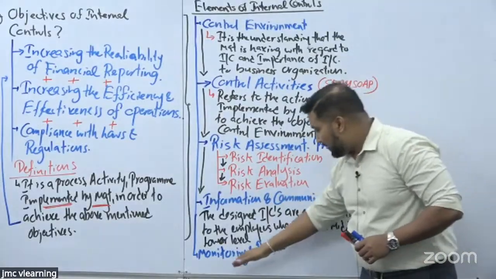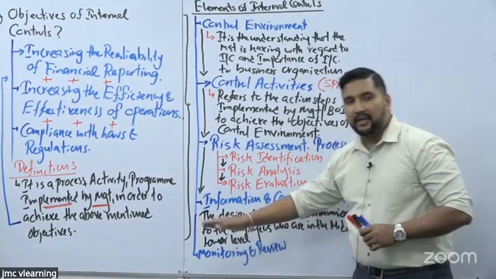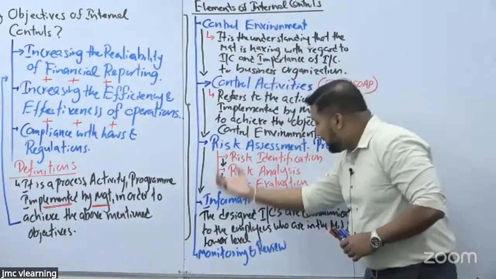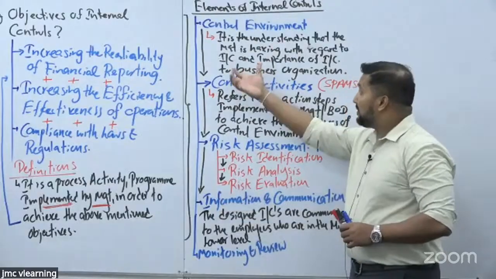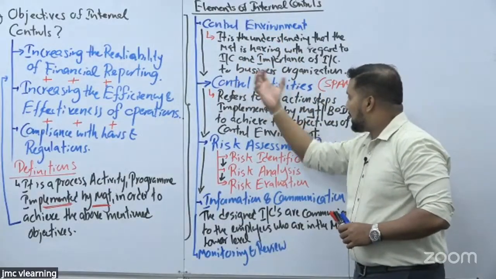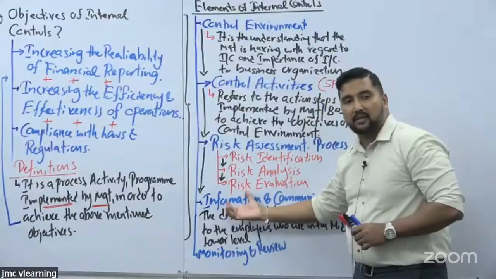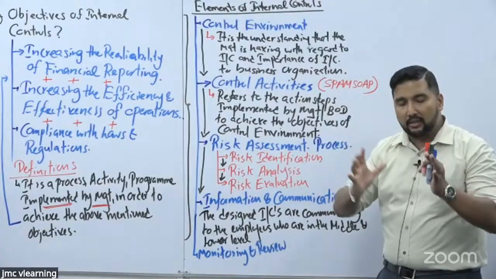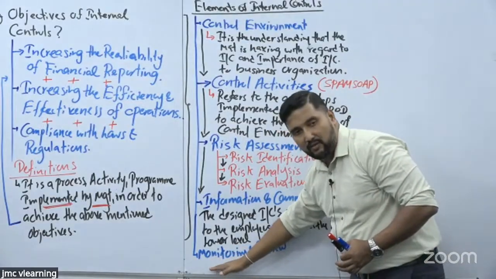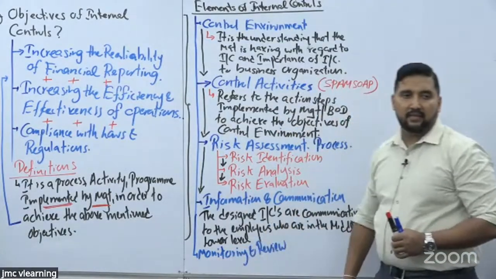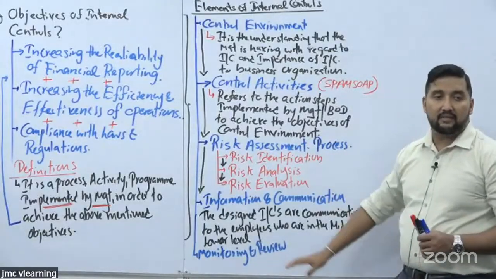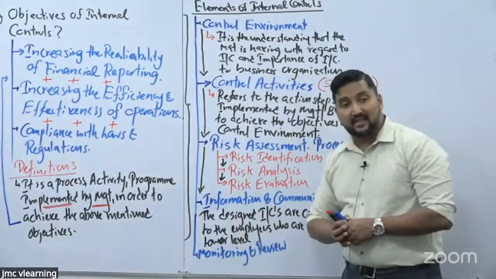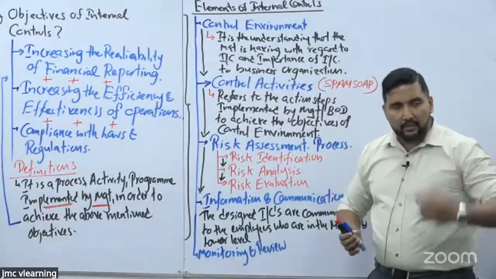So that is what you referred to as what? Monitoring and review. So for you to have better internal control, having all these four, control environment, control activities, risk assessment and information and communication, alone will not complete the job unless you have monitoring and review. So monitoring and review is also considered as one of the critical elements of internal control.